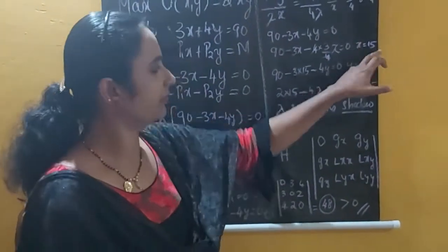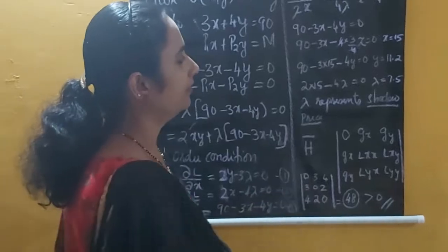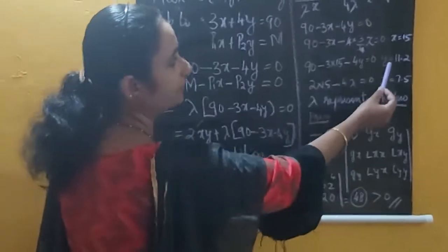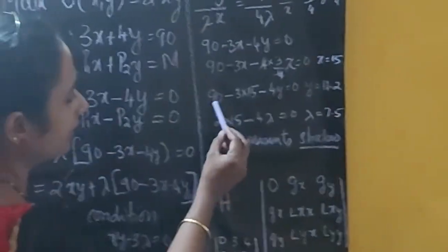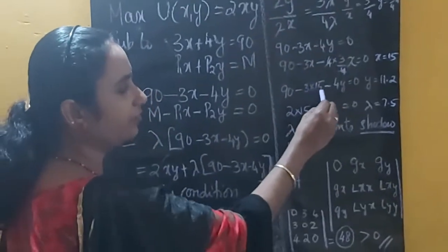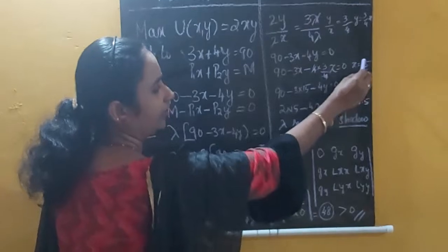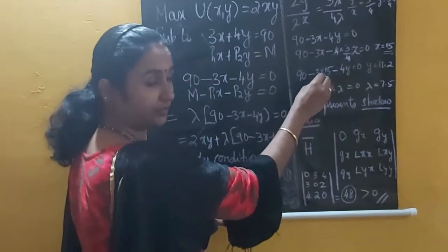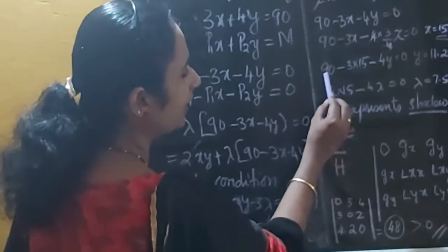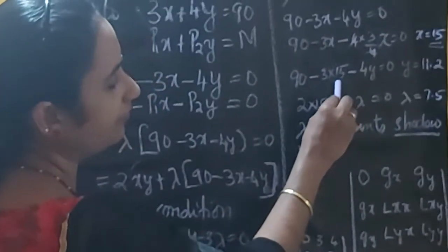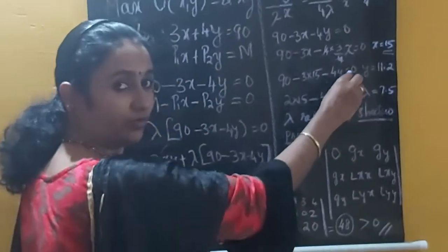Then this x value can be substituted in order to get the exact numerical value of y. That is, 90 minus 3 into 15, that is x, the x value has been substituted here, minus 4y equal to 0. Then 90 minus 45 minus 4y equal to 0.